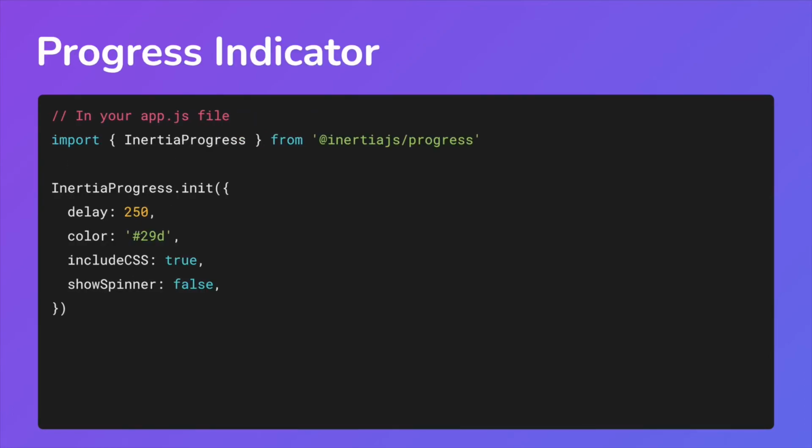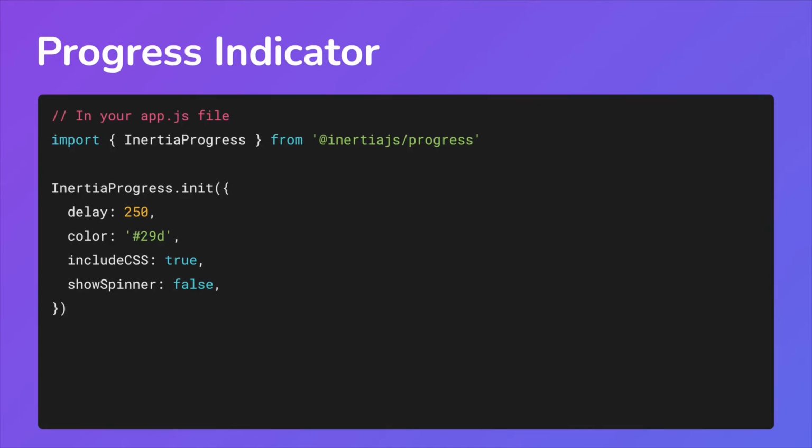Because of the way single-page applications work, there is no loading indication present on a browser level. But thankfully, there are packages like NProgress that can help you implement your own loading indicator. Inertia offers its own package for this that is a slight wrapper around NProgress. Install it using npm or yarn, import it in your main JavaScript file, and call the init method. You can adjust the behavior of the progress bar by specifying an optional delay in milliseconds or your own color.